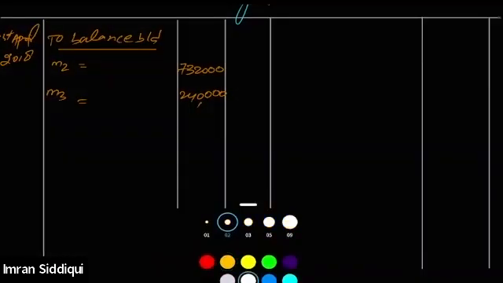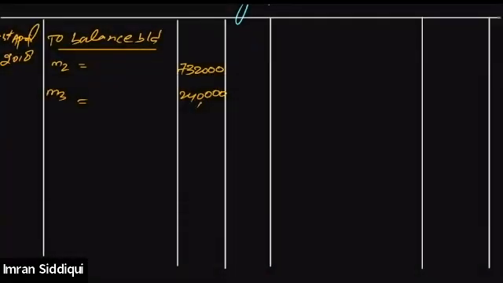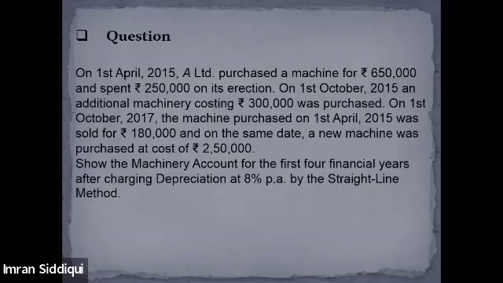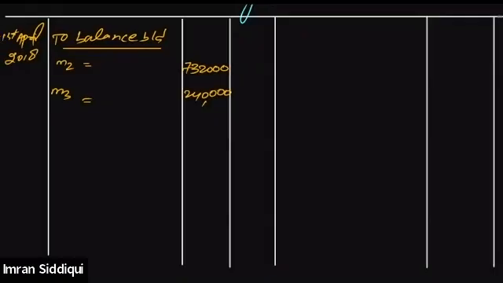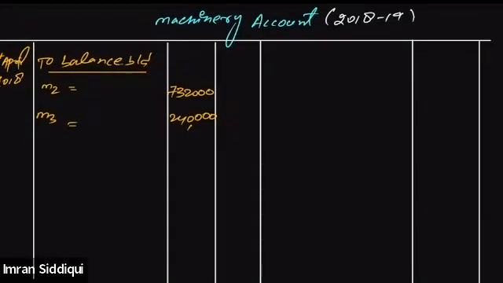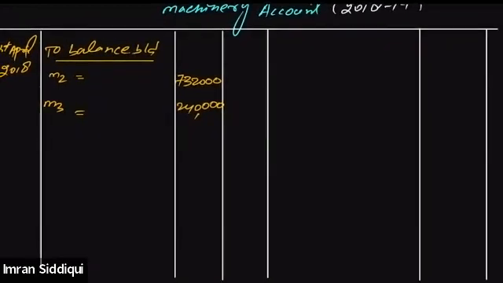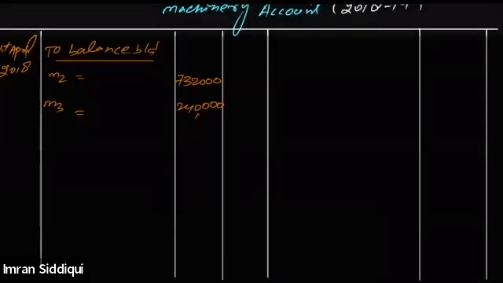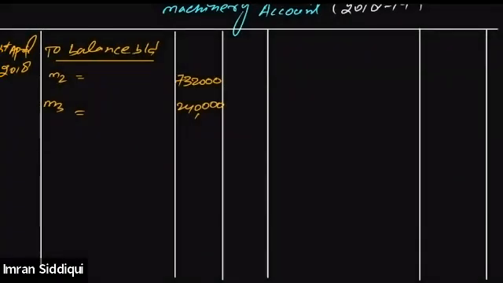All right. And now we'll go back to the question one more time and try to find out anything that has happened in the year 2018-19. As per the question, nothing happened in the year 2018-19, so there will be no event that needs to be recorded here. We will simply charge depreciation on the remaining machinery. So on 31st of March 2019, we'll calculate depreciation on the remaining machineries.